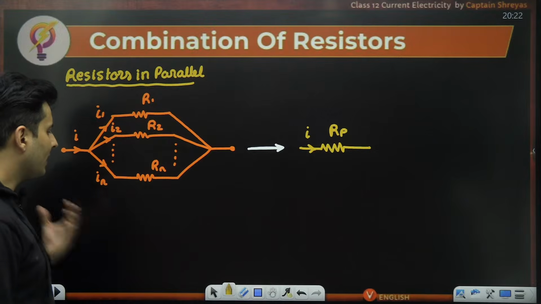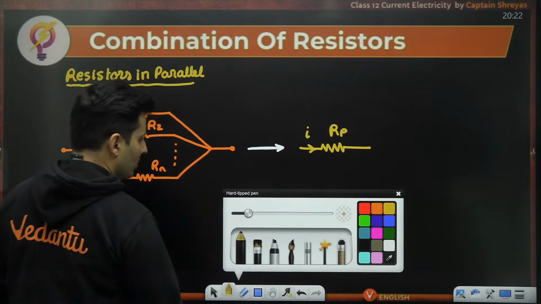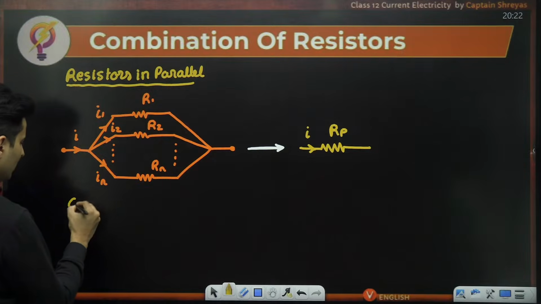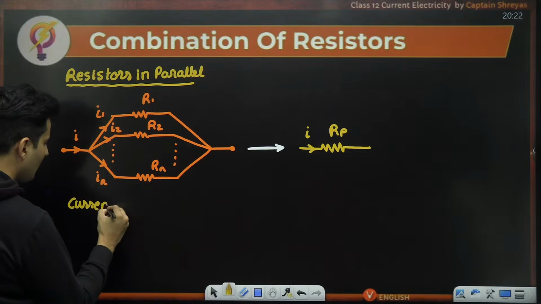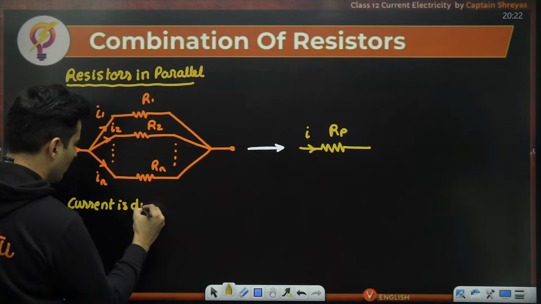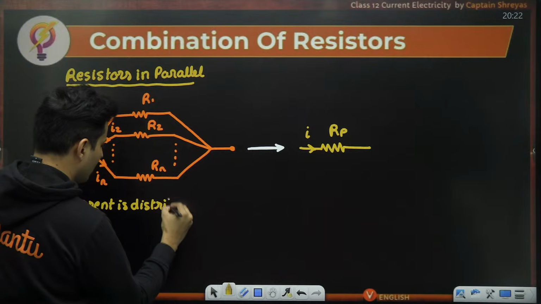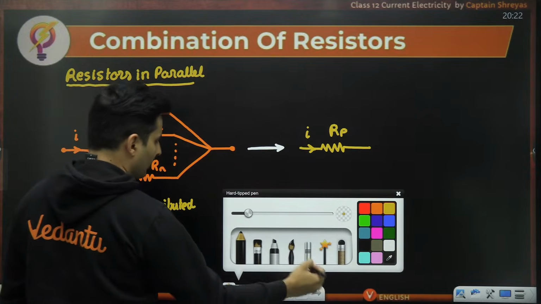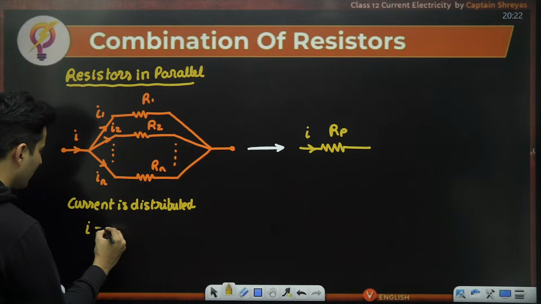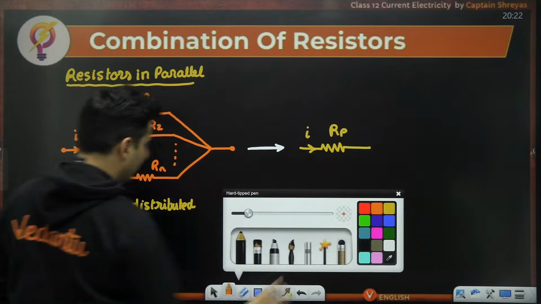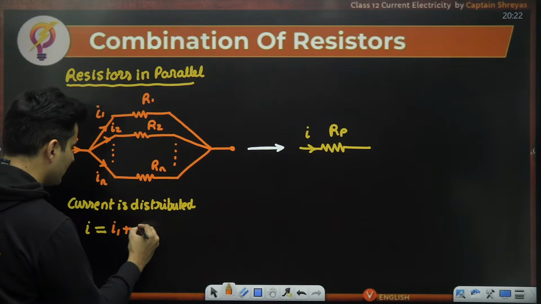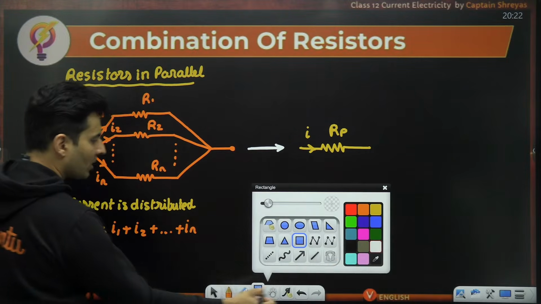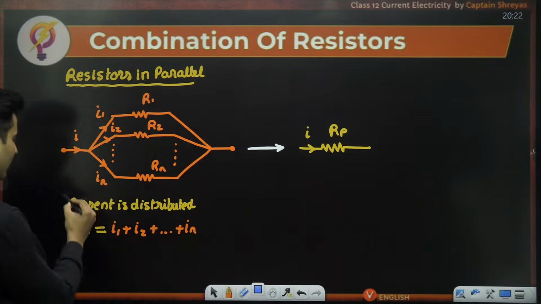So here the current gets distributed. The current is distributed in all the branches. So therefore, I can say that the original current will be nothing but I1 plus I2, like that till the nth current. So that is the first thing that I can notice over here.